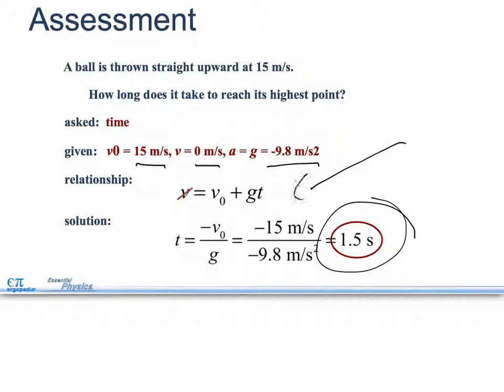You need to get used to looking at these formulas and figuring out what you have. You said the final velocity was 0. So rearranging this, you get t equals negative v0 divided by g. You can never have a negative time, so you get 1.5.